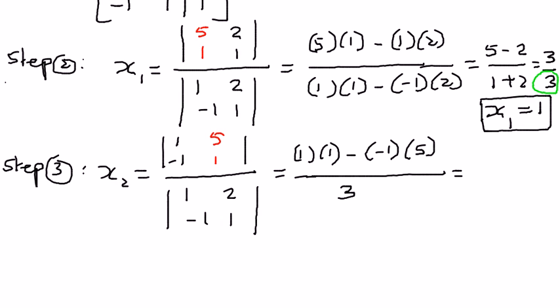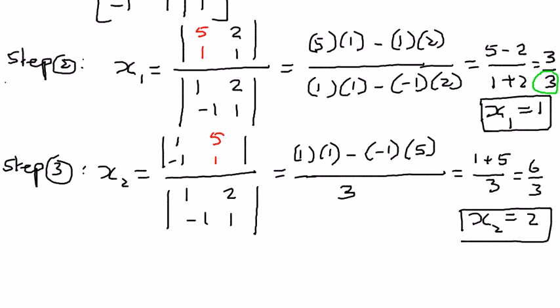When I simplify the numerator, it simplifies as follows: 1 times 1 is 1, minus negative 1 times 5 is negative 5, negative 5 times negative is a positive 5, and then divided by 3. So 1 plus 5 is 6 divided by 3, and therefore the value is equal to 2. Therefore the value of x2 is equal to 2. So we got the values of x1 and x2.